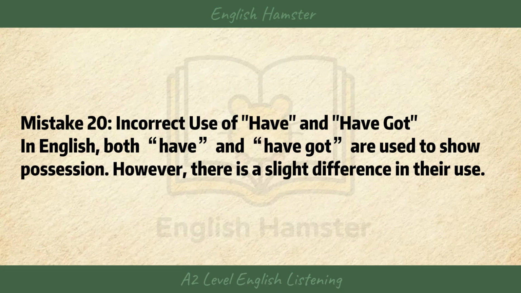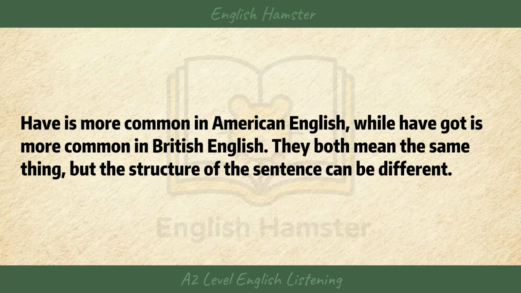Mistake 20. Incorrect use of have and have got. In English, both have and have got are used to show possession. However, there is a slight difference in their use. Have is more common in American English, while have got is more common in British English. They both mean the same thing, but the structure of the sentence can be different.